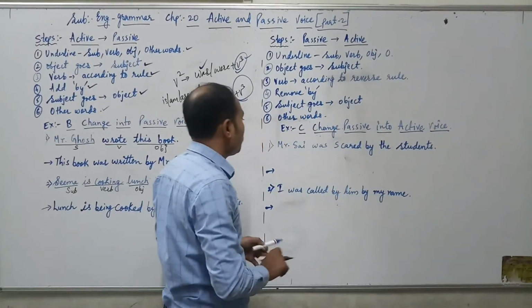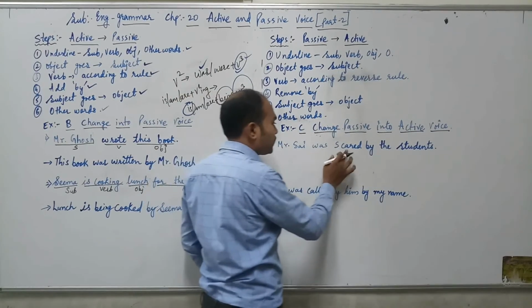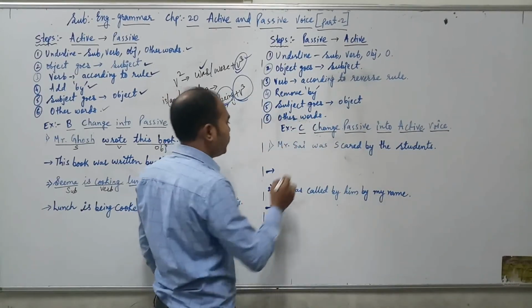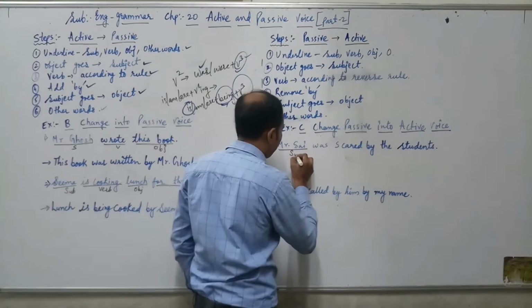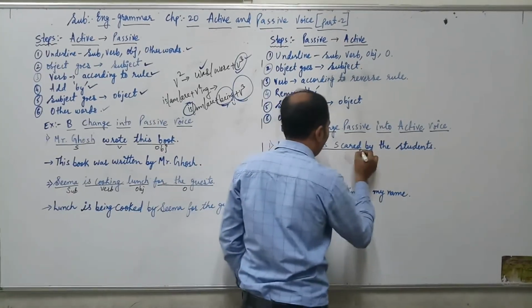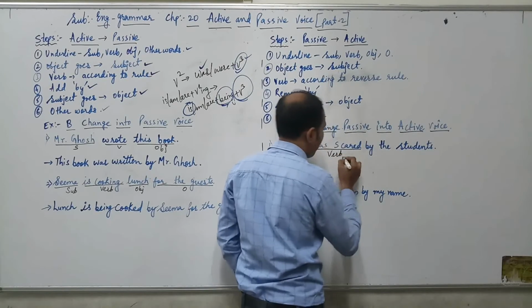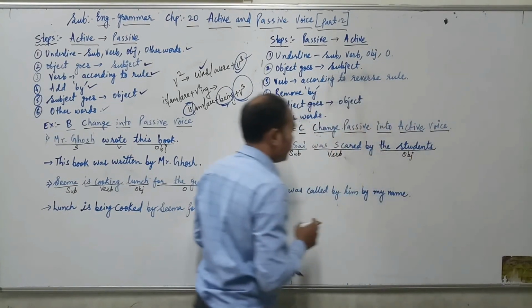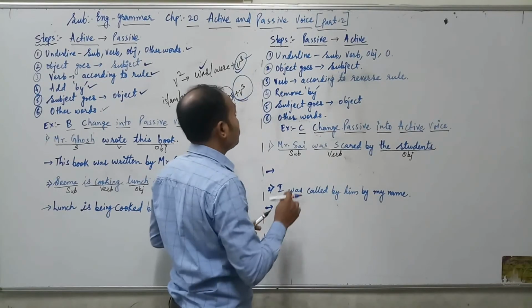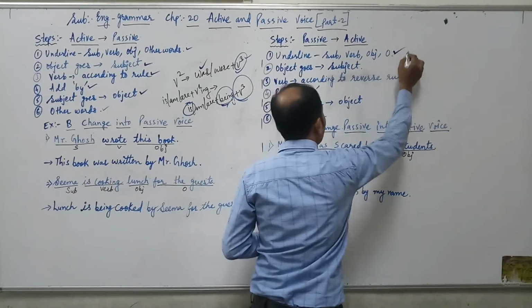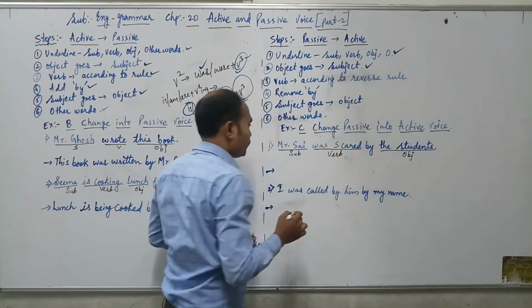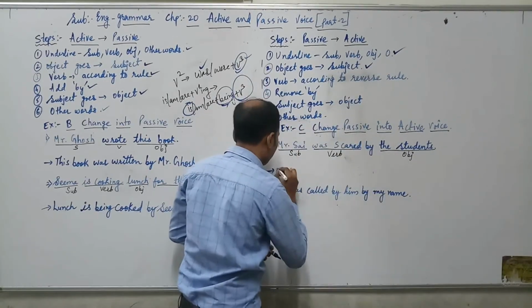Question number 1 is Mr. Sai was scared by the students. So here we have to underline the subject, verb, object. There is no other word in the sentence. So we will change it. Now, after underlining, we have to write down the object in the place of subject. Object is the students.